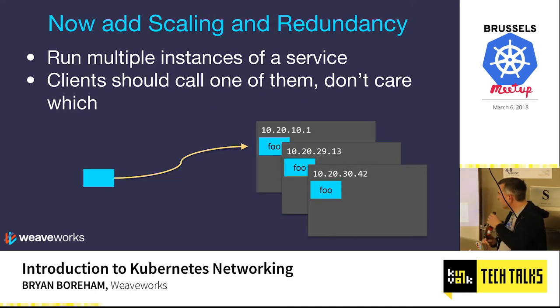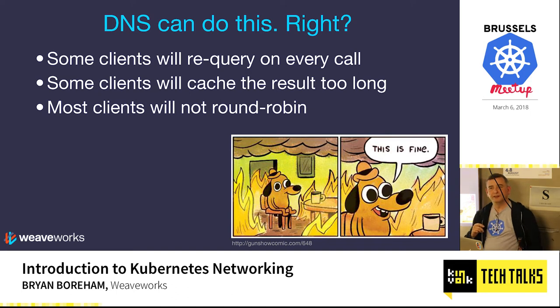Now, add scaling and redundancy. So we've got not just one of these things. We've got multiple running. And so we set ourselves a basic requirement. When I'm calling into this thing, I want to hit one of the endpoints. I want to hit one of these, and I don't care which one, because they're all replicas for redundancy or failover or scaling or whatever reason I did that. So that's my basic requirement. I'm going to start here. I'm going to call one of these things. I don't care which one. DNS can do that. Who thinks DNS can do this? Even though I've got a slide up that says it can't.